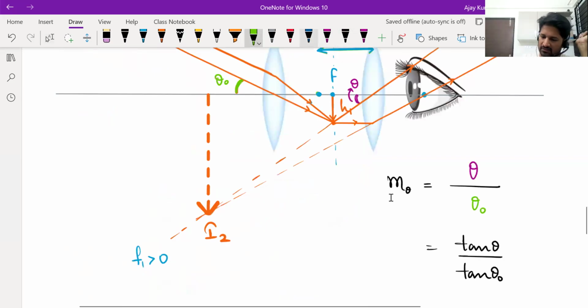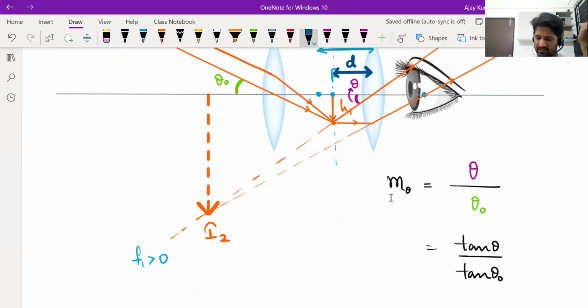Small d is the object distance from the second lens. So in this diagram also you can visualize. Why am I drawing to the focus? Because the first image is formed at the focus of that first lens. So this is small d.